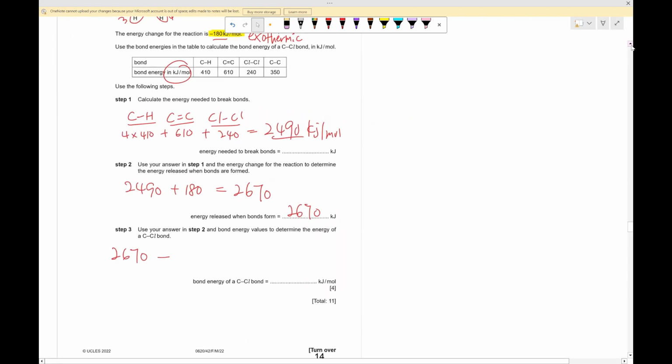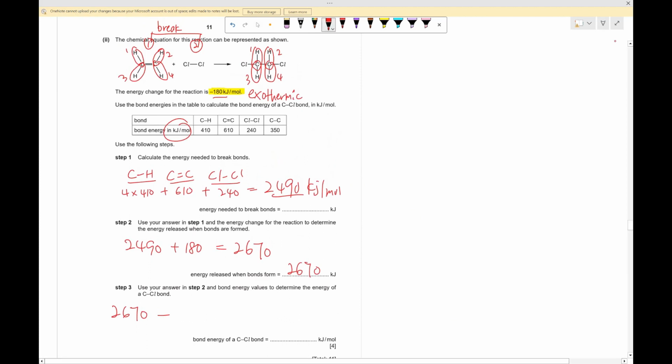So come back over here. Maybe I zoom smaller a bit. So here, you need to put it into a big bracket: 4 times 410. Then what else do we have? The single carbon to single carbon bond. So we need to plus the single carbon over here, and single carbon is equal to 350.